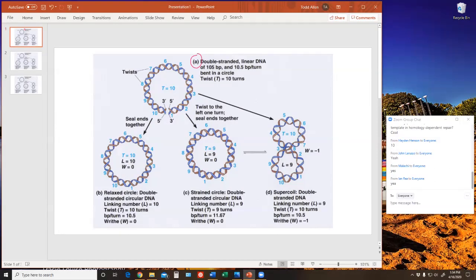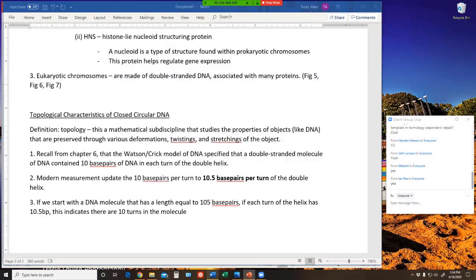If you understand what twist is, let me just define that for you back in the Word document. Okay, so twist. I'm going to define twist two different ways. Twist is the number of turns in a circular molecule of DNA. It can also be expressed differently.